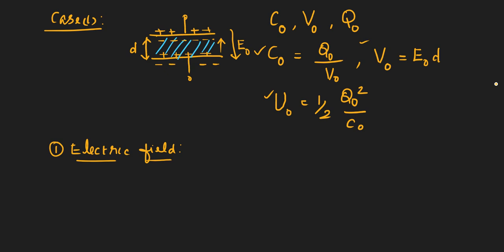So how much is it reduced? This is the electric field after inserting the dielectric, E equals E0, the electric field before that, divided by K. K is the dielectric constant. So from here what can we conclude? E is less than E0. Electric field decreases.